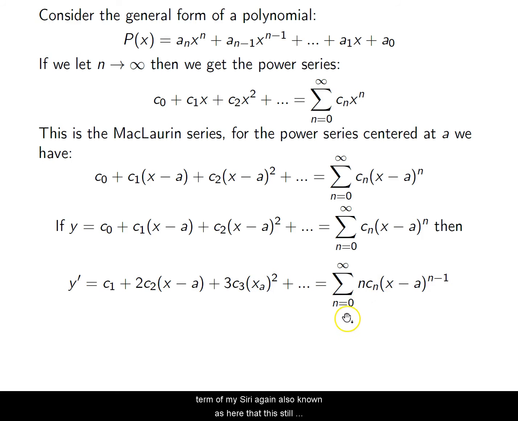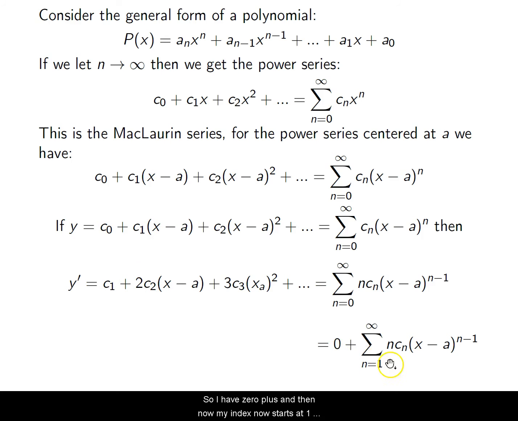Again, also notice here that this still starts at 0, okay? But what happened here? At 0, the 0 term dropped off. Because what happens when I start at 0? I get 0 times all of this stuff, which goes away, which is exactly what happened. And this constant term from y dropped off.